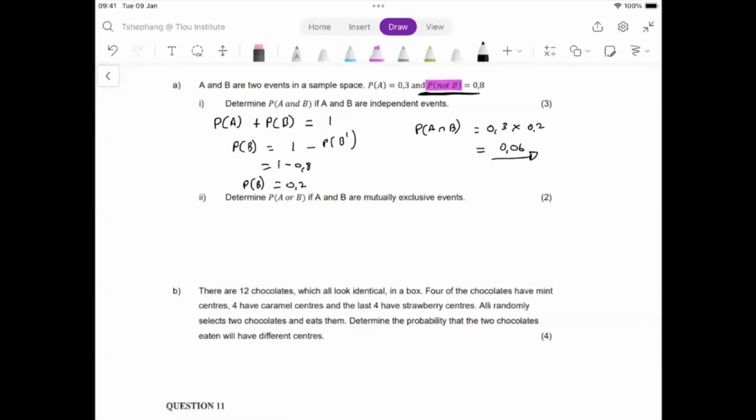Okay, perfect. Let's quickly look at this. Now, the probability of A or B, because these are mutually exclusive, A or B will simply be what? The probability of A plus the probability of B. And this must simply be 0.3, that's given. And this is what we calculated, 0.2. And this will then give you 0.5.